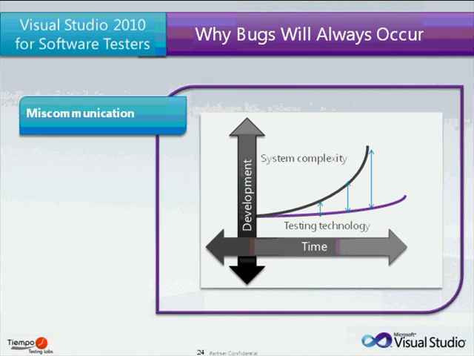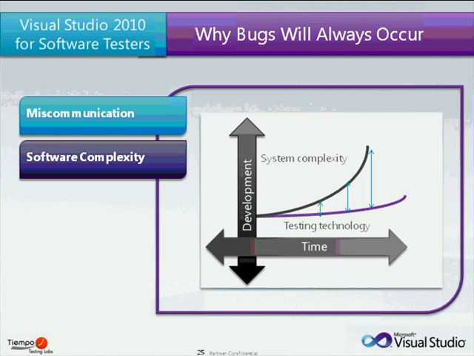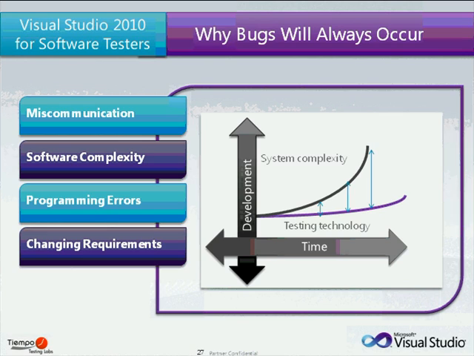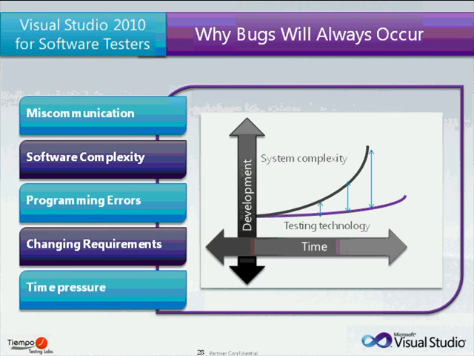We have in the software addressed some of the 5 major areas that cause bugs to occur, and have addressed each and every one of them, and provided a tool set that will help to minimize these problems. So the first one is miscommunication. The second is software complexity. The third is programming errors. The fourth is changing requirements, and then the time pressures. Now, for miscommunication, what is it in Visual Studio that addresses that area?